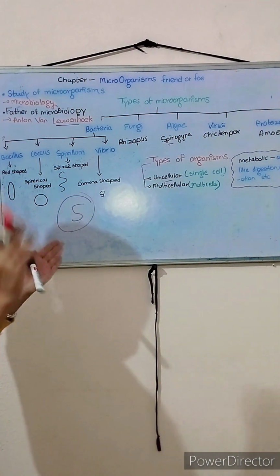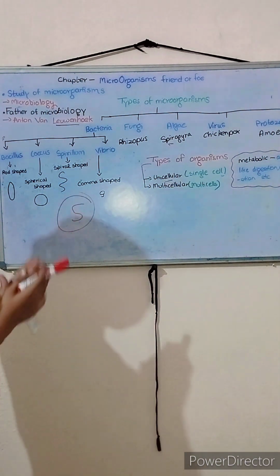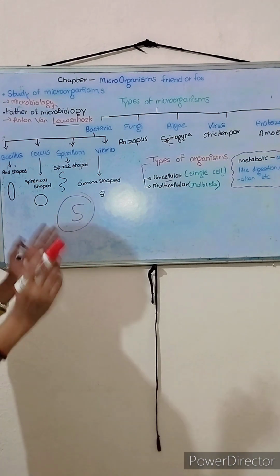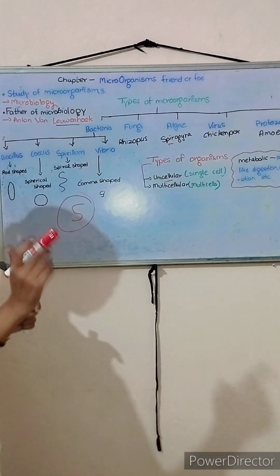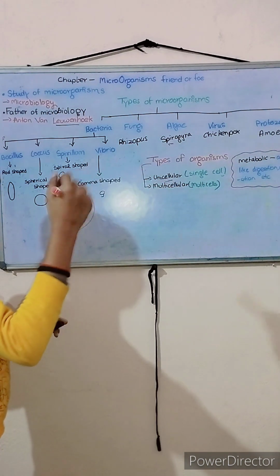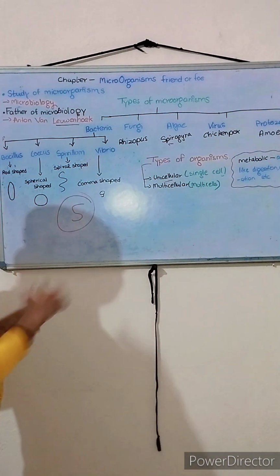And next is viruses. They are microscopic organisms which are responsible for multiple diseases. This can be influenza, like common cough, chickenpox, etc. And what is the specialty? They divide inside the cells.